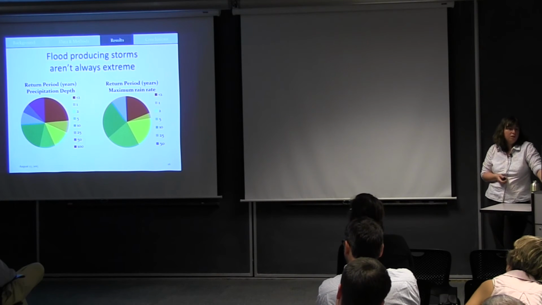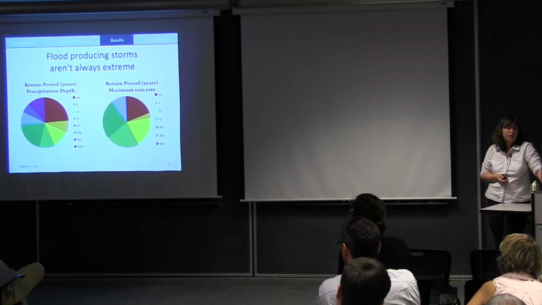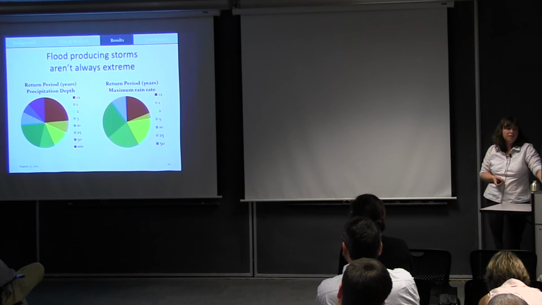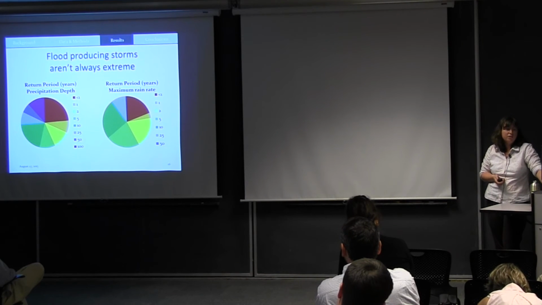Okay, so we looked at those histograms of the rate and depth of the storms in this data set, and I was struck by the fact that many of the events were not especially intense, and many of the events were not especially high in total precipitation depth. So I looked at the return period, or the recurrence interval, of the storms that caused these floods, and it turns out that half or more of the events are actually quite common.